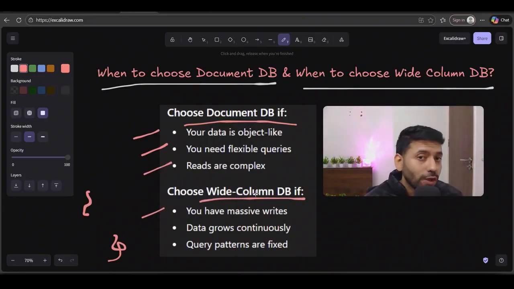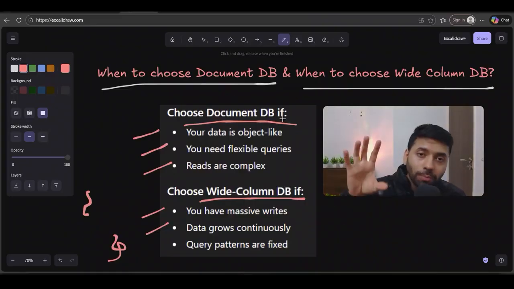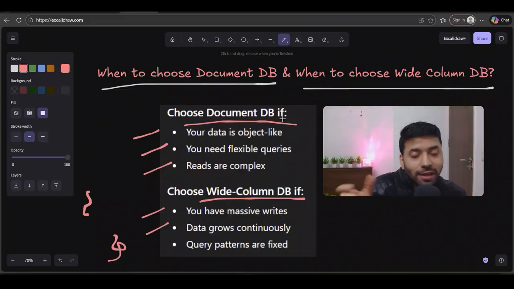Whereas choose the wide column database if you have massive writes, because we have already seen the wide column database is really good when we talk about the write operations, because it is append only and because of the data structures that it uses. Okay, and also choose it if your data grows continuously. In document database, it can create an issue if your data keeps on growing, because your document has a size limit. After that, you cannot follow the embedded pattern, correct? And if you don't follow it, you don't have all the data in one place, right?